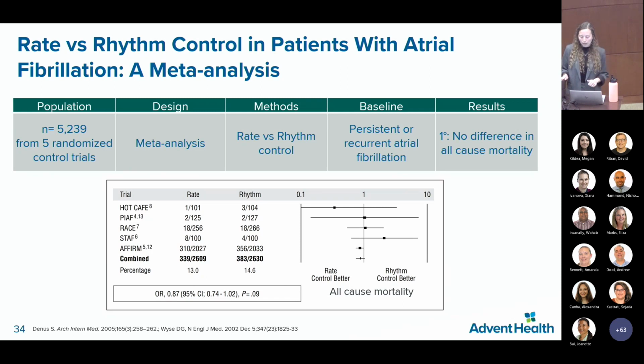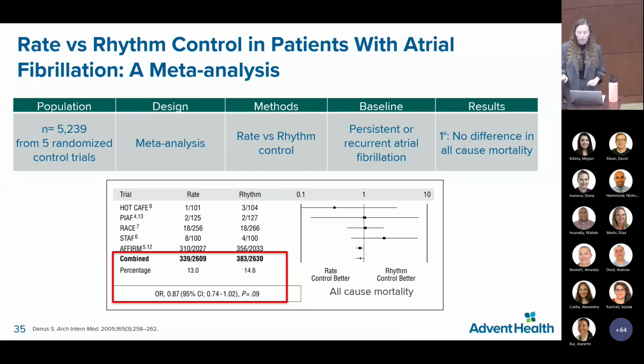These randomized control trials had a wide variety of follow-up to assess this mortality, ranging from 1 to 5 years. They also had varying heart rate targets in the rate control groups and a wide range of success in their rhythm control groups, ranging from 38% to 73% in success rate. All-cause mortality did occur in 13% of patients in the rate control group and 14.6% of patients in the rhythm control group. This difference, however, was not found to be statistically significant.